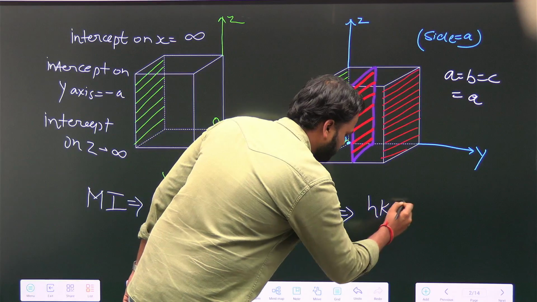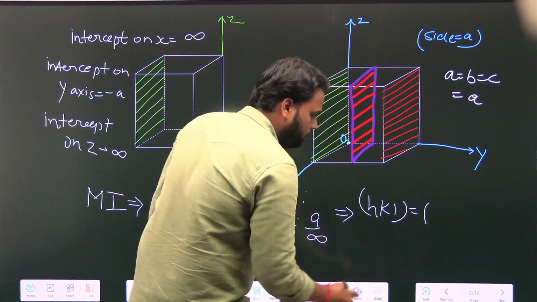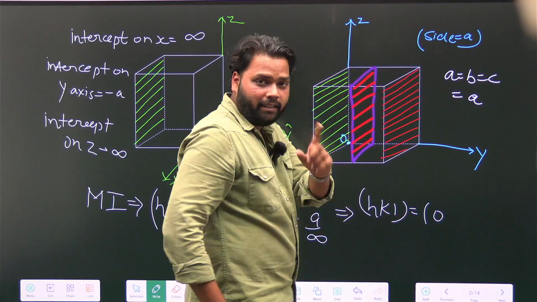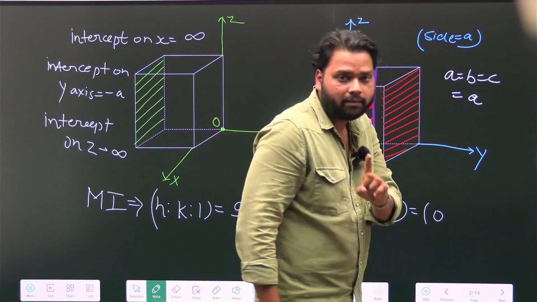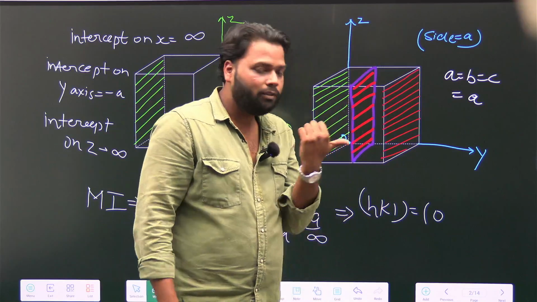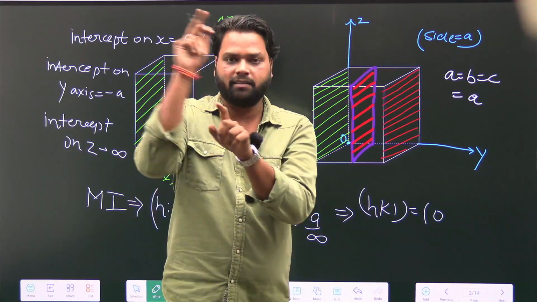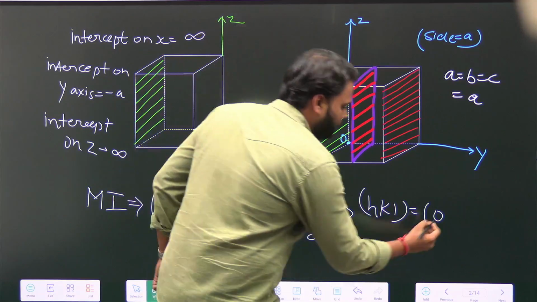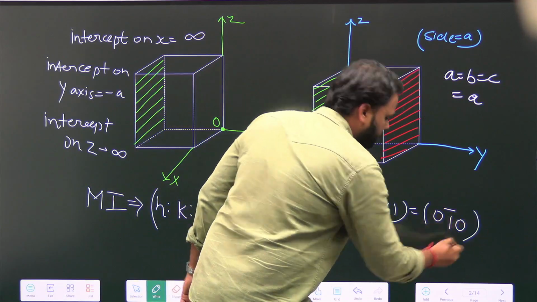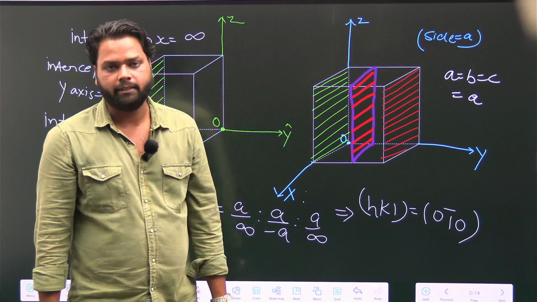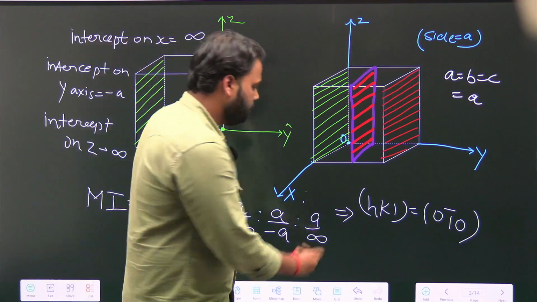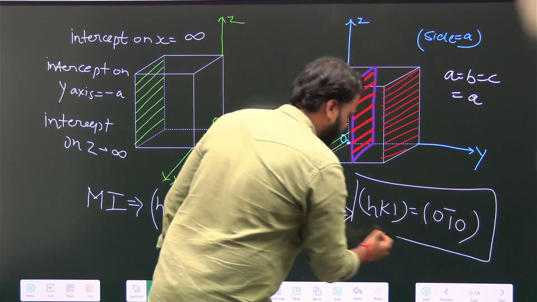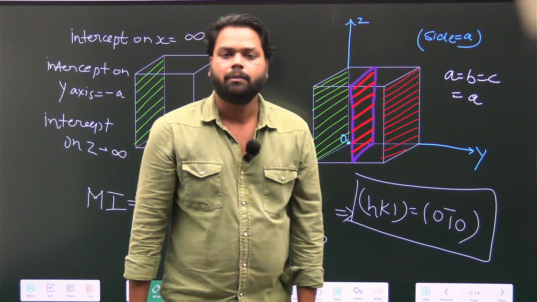कितना हो जाएगा Miller indices? It will be 0, -1, but here we don't use the minus sign, we use the bar sign. 1 bar 0. Okay? Where you get the bar, आप समझ जाओगे, it represents the minus. So this will be your Miller indices.